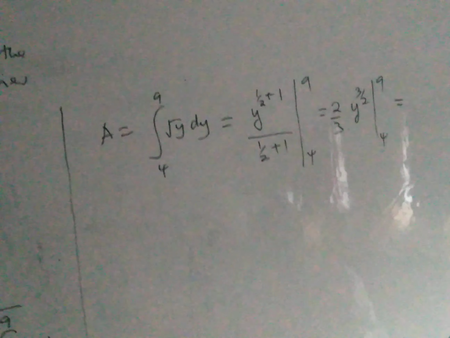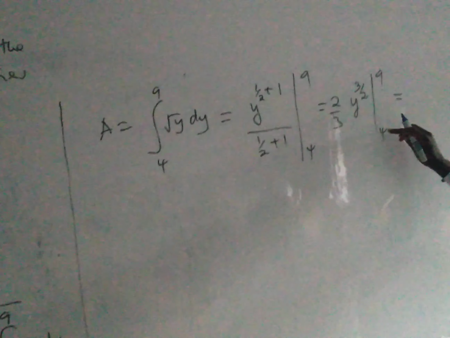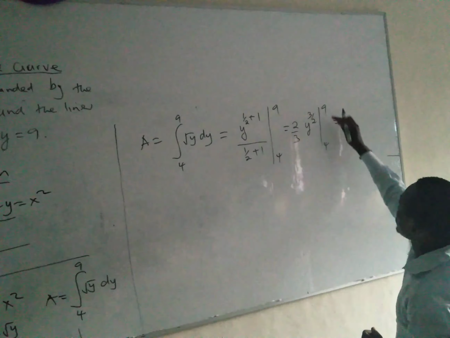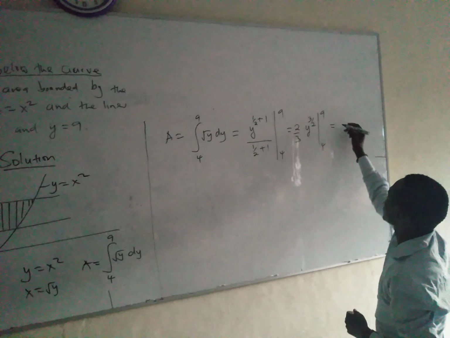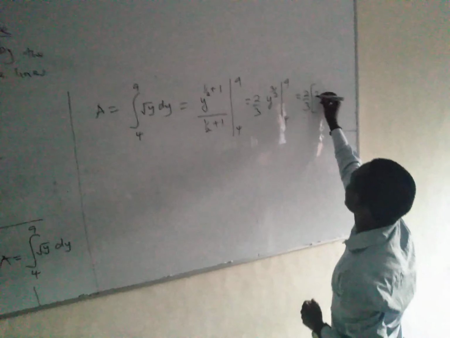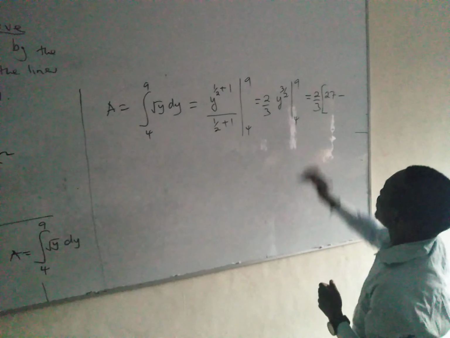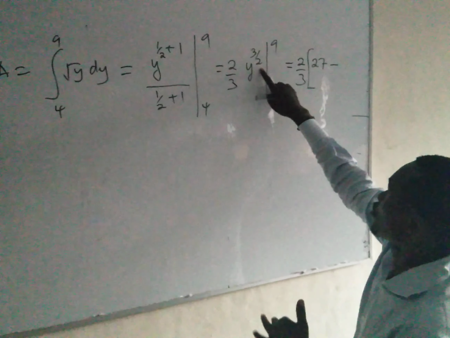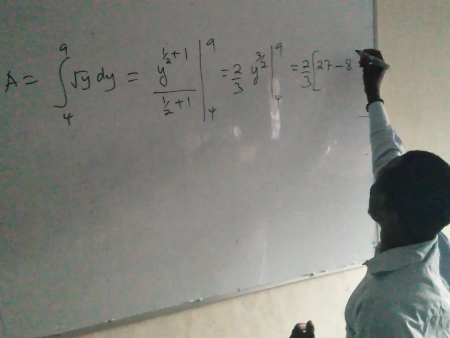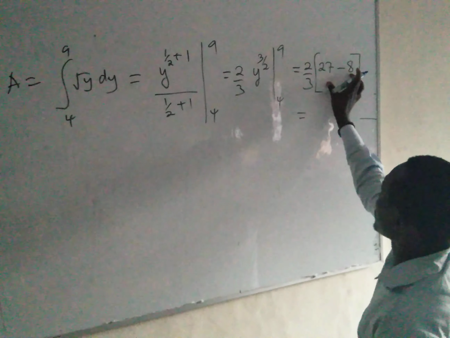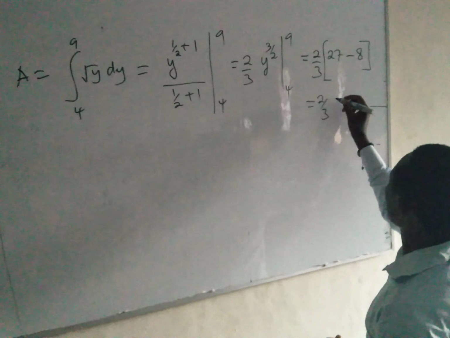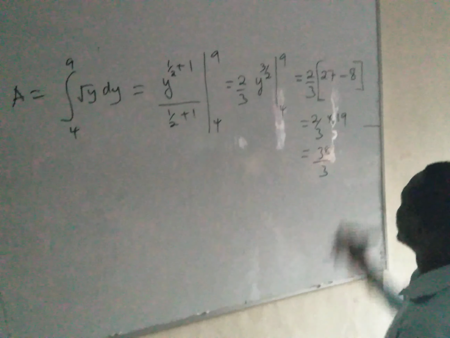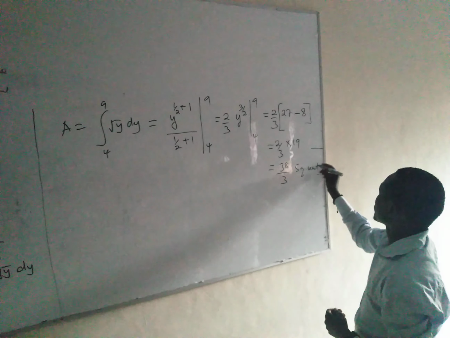And when you come here, when you substitute the upper limit of integration, you are going to have square root of 9 three times, which gives me 27, minus, when you substitute 4 in here, you are going to have square root of 4, which is 2, three times, you get 8. So when you subtract, you are going to have 2 over 3 times 19. And this is 38 over 3 square units.